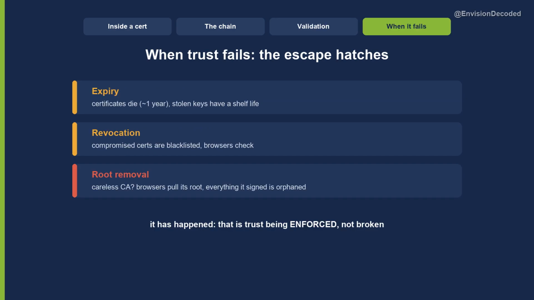And what about failure? Certificates expire, typically after about a year, so a stolen key has a shelf life. Compromised certificates can be revoked and browsers check status lists. And if a CA itself is breached or careless, browsers and operating systems can pull its root, instantly orphaning everything it ever signed. It has happened. And that is trust being enforced, not broken.